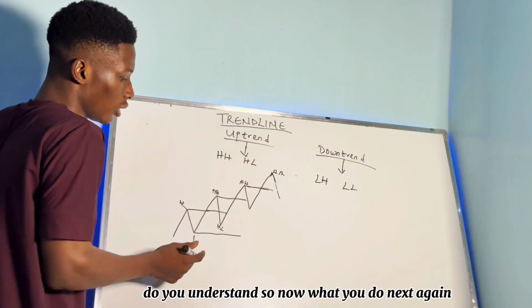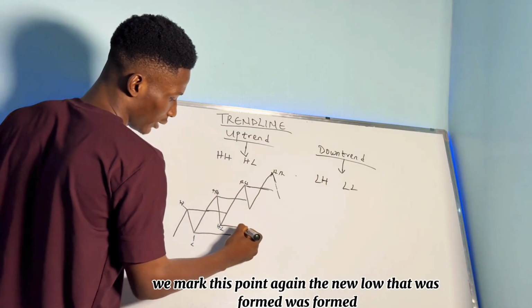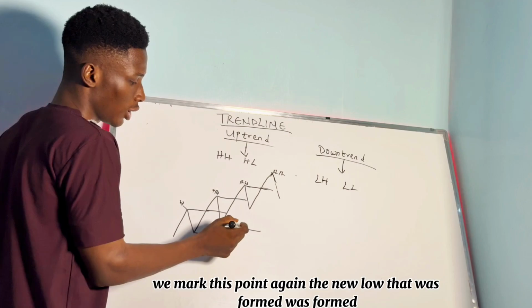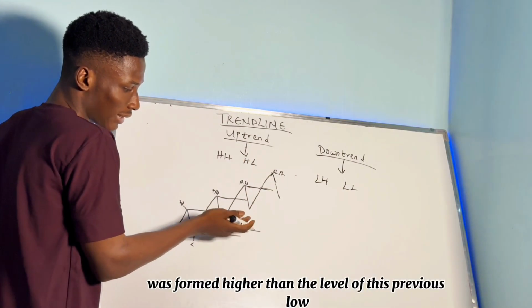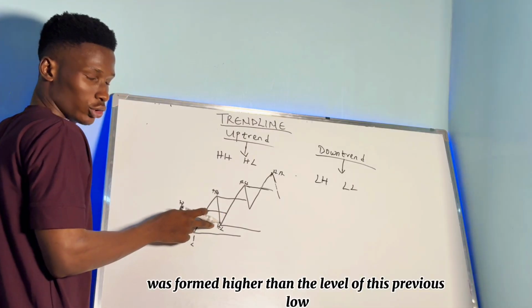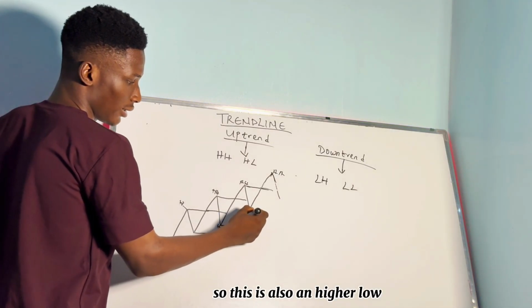Do you understand? So now, what you do next again, we mark this point again. The new low that was formed, you can see the V shape again. The new low was formed higher than the level of this previous low. So this is also a higher low.